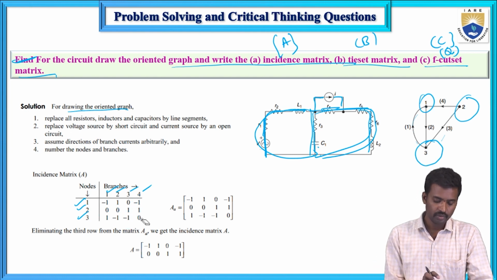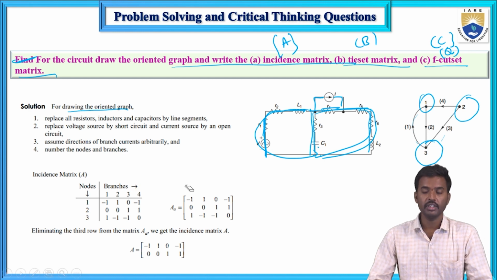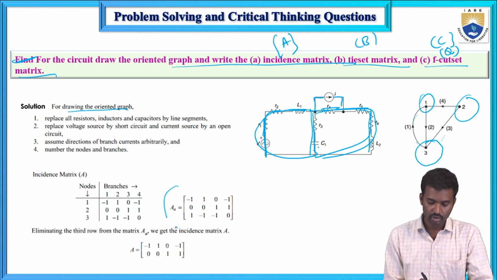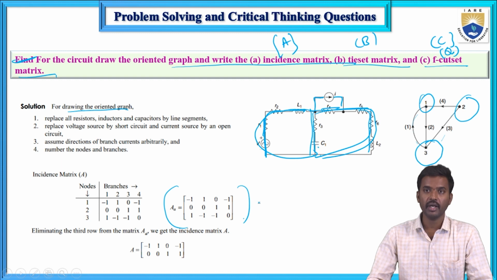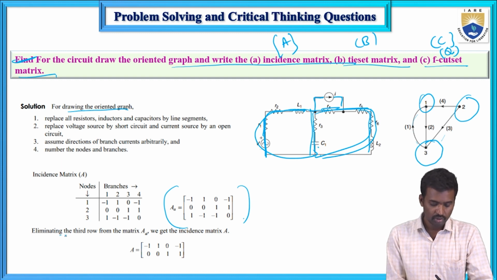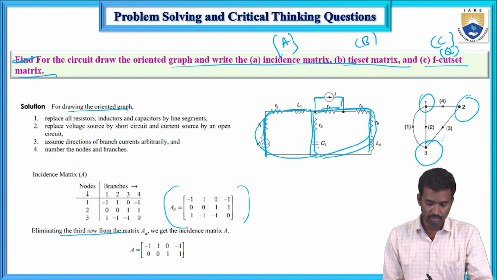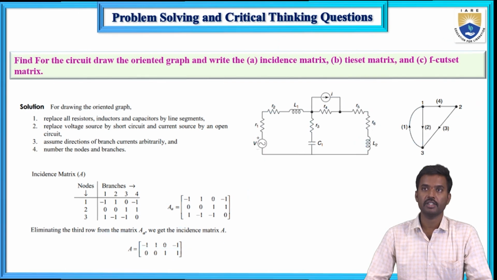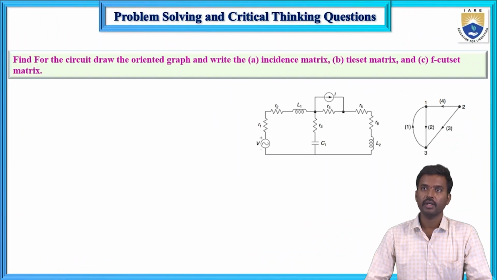So now this is the incident matrix A. So it is represented in the matrix. If you eliminate the third row by matrix methods, now this is the reduced incident matrix. So now the tie set matrix.